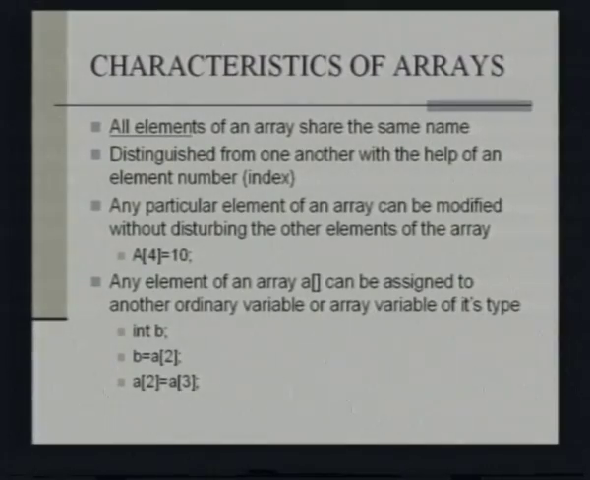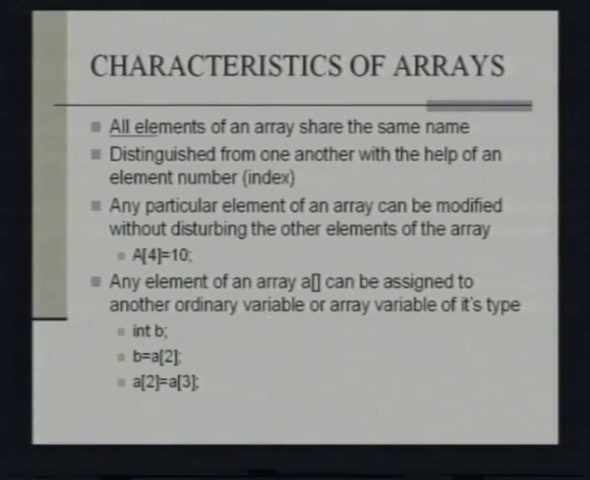Next, we move over to the characteristics of arrays. So, why do we need a structured data type like this in C? The first thing is, all the elements of an array share the same name. So, suppose you need around 10 or 20 values to be used in a program, you don't have to find new names for each of those values. As long as they are of the same data type, you can store them under the same variable name. They are distinguished from one another with the help of the element number. As I mentioned, the number which is present within the bracket is called the element number or the index or the position where the value is stored.